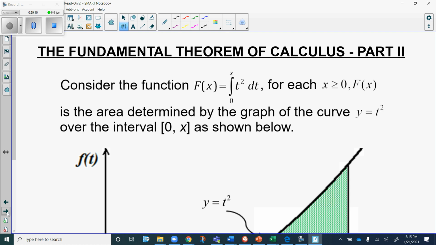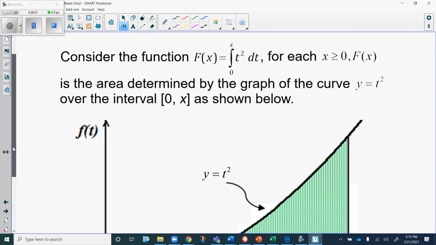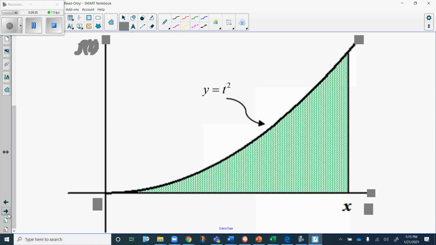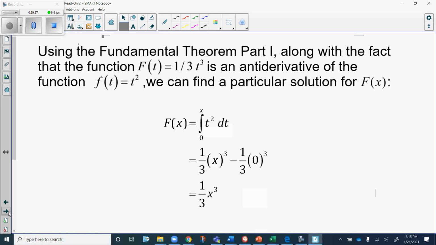Now we're going to be taking a look at the second part of the fundamental theorem of calculus. I don't want to get too much into the graph here. You're welcome to read it and make your own interpretations of it, but I want to get into the idea here. Okay, so let's get into the actual meat of it.